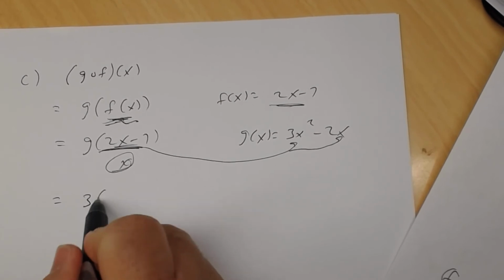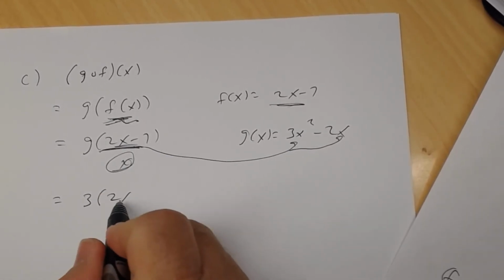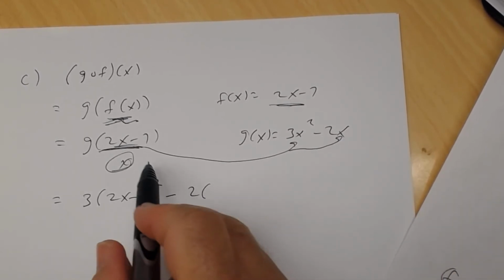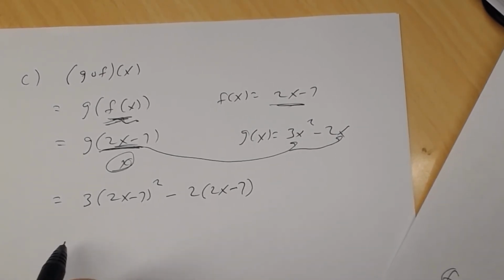So write it out first. That becomes 3 times x. What do I substitute for x? I substitute 2x minus 7. But remember, that's being squared. Minus 2 times, what do I substitute for x? I substitute 2x minus 7, in parentheses though. So that's where I'm at.